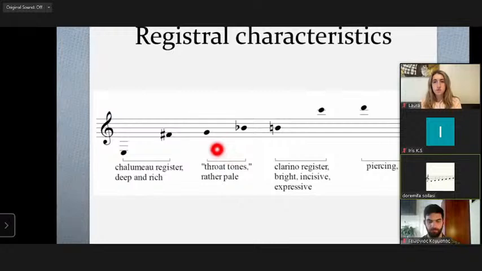Then all the chromatic pitches between this G4 and E-flat 4, so G4, G-sharp 4, A4, and B-flat 4, are called throat tones, and they sound a little bit pale. It is a very particular sound. We call them throat tones, but it has nothing to do with the human throat. It is related to the throat, let's say, of the clarinet, because the air is escaping through the upper part of the clarinet. That's why they sound like they have a pale sound.